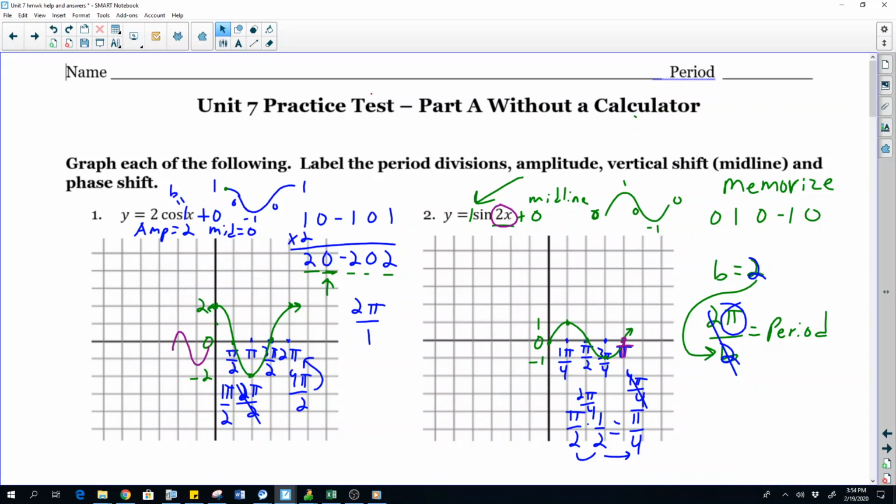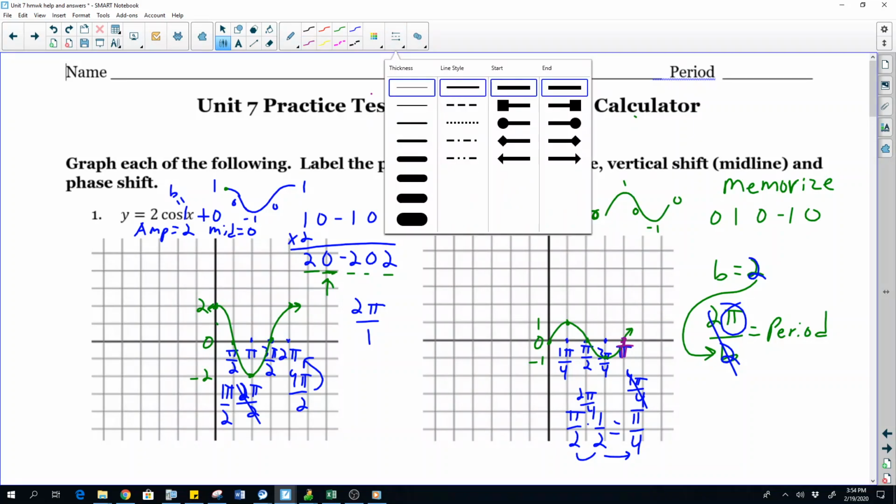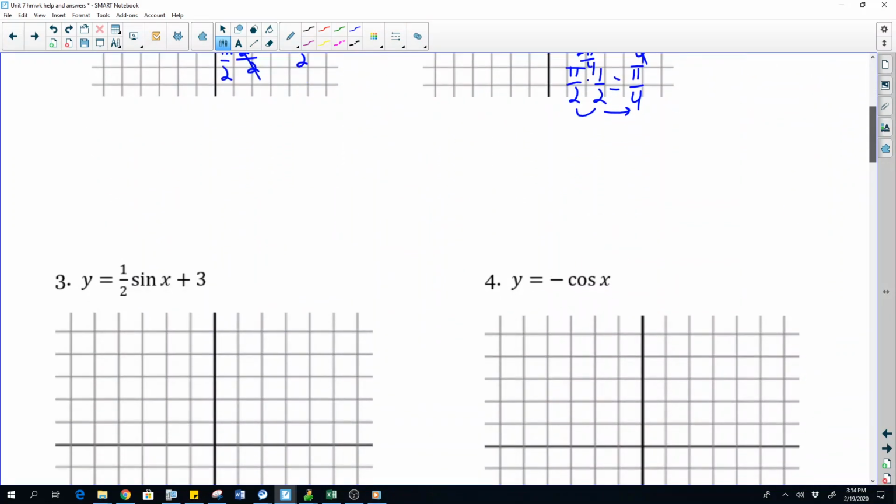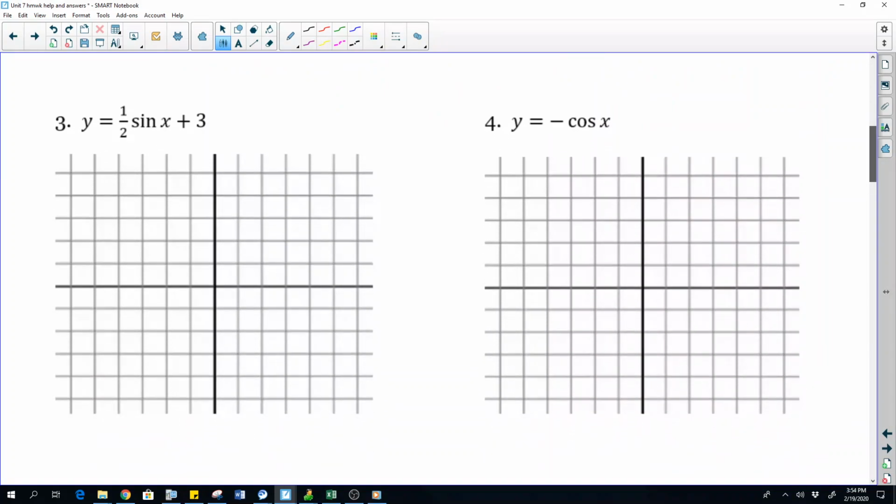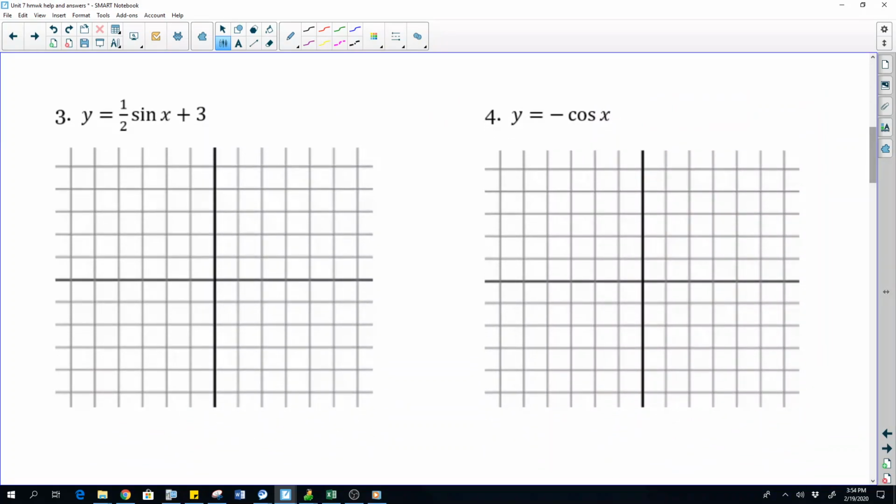Okay, so then let's take a look at number 3 next, on our practice test. A half is just going to make that amplitude a half, and so that's going to times a half to everything. So the amplitude is half.